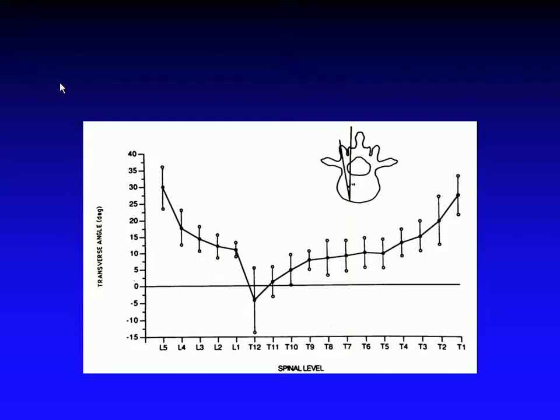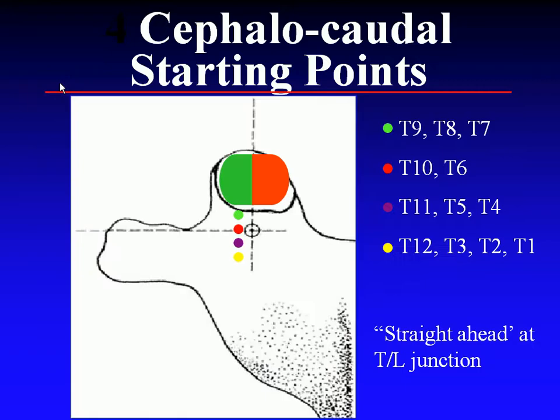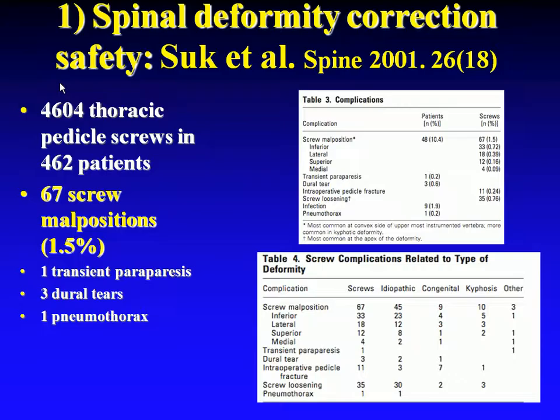And the structures that are at risk, everyone knows, in addition to the neural elements, we have the great vessels, the lung. We all know the different techniques of pedicle screw insertion, the different orientation based on the location of the spine. The starting points help you understand how to stay away from the canal. But when you look at the complications or the malposition screw rates, even in the best of hands, this is Professor Sook's data, and this is early on, of course, but in his practice, 1.5% of screws were malplaced.